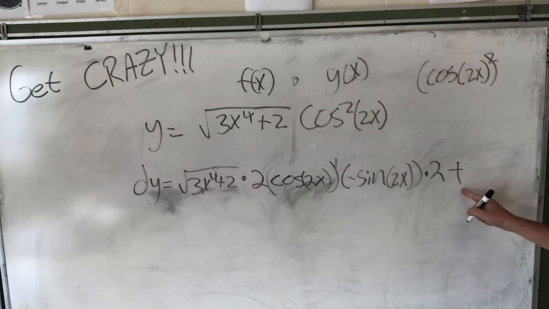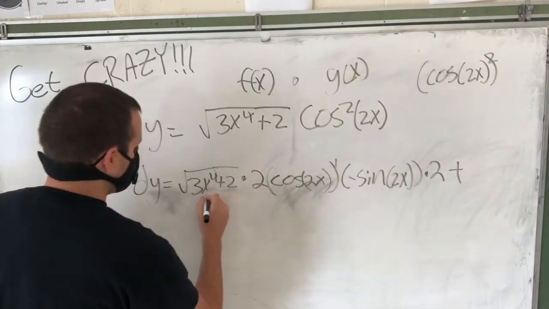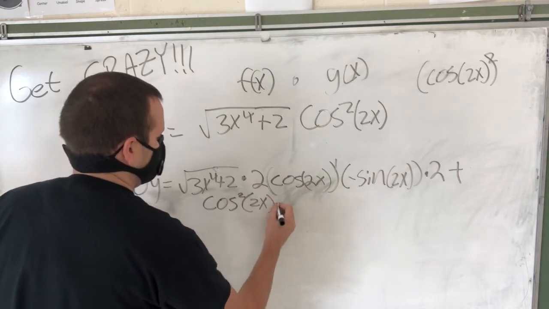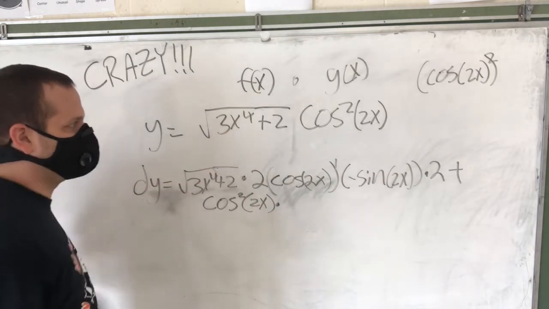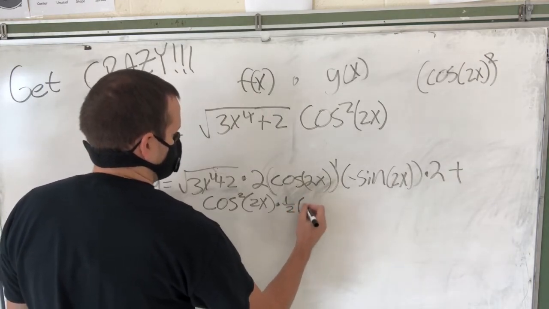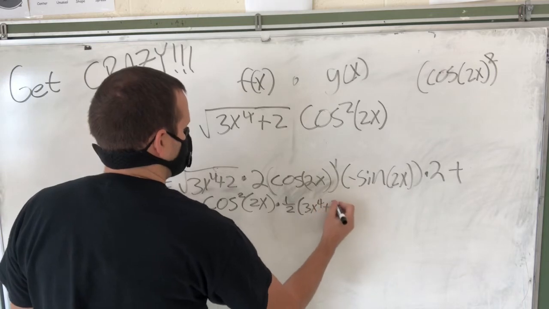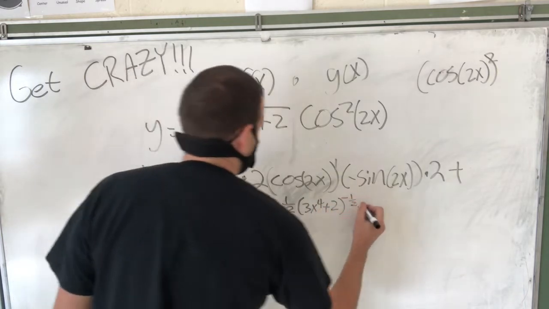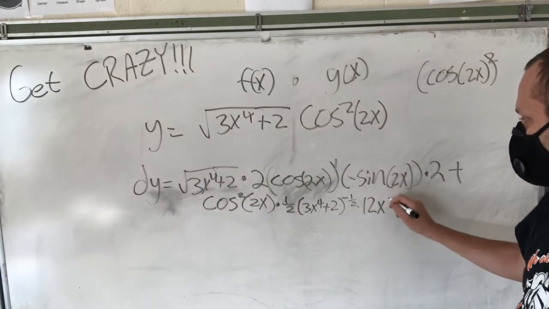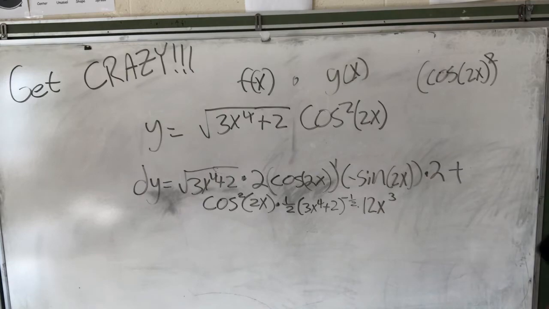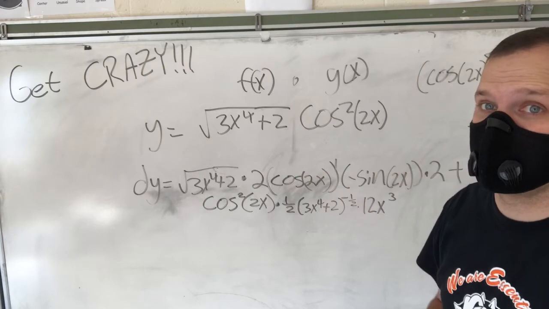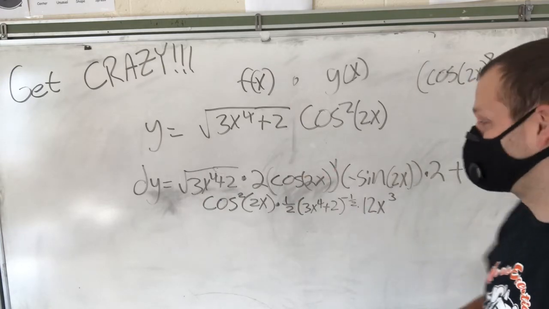Now the second part is the second. So cosine squared 2x times the derivative of the first. The derivative of the first is 1/2 times 3x to the 4th plus 2 to the negative 1/2 times the derivative of the inside, which is 12x cubed. Now don't worry, on no test I'm ever going to give you questions this hard, but you should know how to do these type of problems because these are the types of problems that you might see in college, okay?